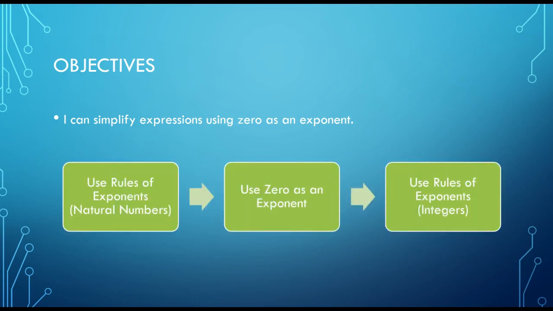Prior to understanding this lesson, you should be comfortable with using the rules of exponents with our natural numbers. Natural numbers are your 1, 2, 3, 4, your counting numbers. Then we will have a better understanding of how to use 0 as an exponent. After this lesson, you should be ready to use the rules of exponents with integers. And integers are negative counting numbers, your counting numbers, including 0.